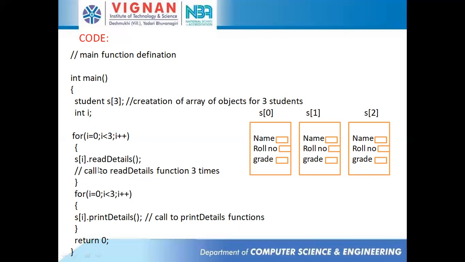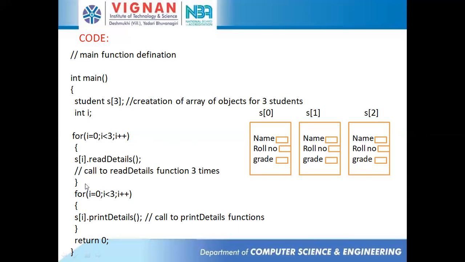That is s of 0 read details, which reads the first student details here. And s of 1 read details, second student details. s of 2 read details, third student details. You can read it and store it in these 3 objects here, right? So when i value becomes 3, it will exit the loop here, right?